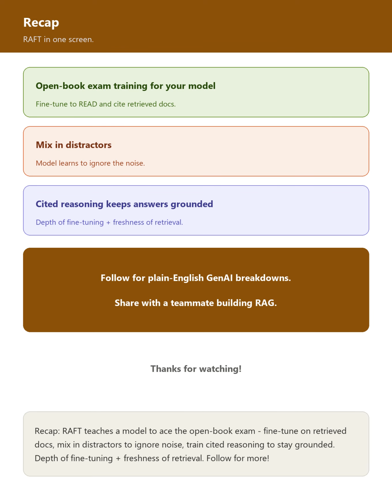Let us recap. RAFT teaches a model to ace the open book exam. It fine-tunes on retrieved documents, mixes in distractors so the model learns to ignore noise, and trains cited reasoning so answers stay grounded. It combines the domain depth of fine-tuning with the freshness of retrieval.